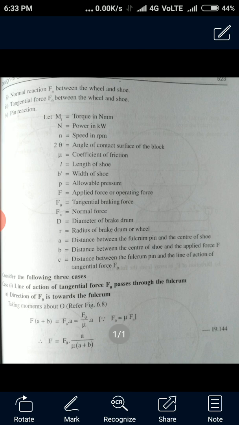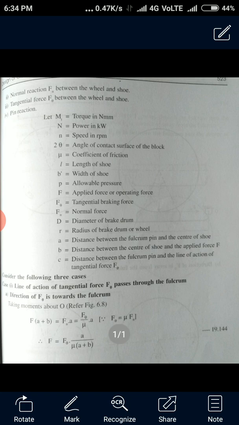So when you solve the design of brakes, we have several cases to be considered, which determine which formula to be applied to find the values. What are the main criteria? The main criteria are whether the tangential force F theta is passing through the fulcrum or moving away from the fulcrum. Now take case 1. Case 1 is where the line of action of tangential force F theta passes through the fulcrum.